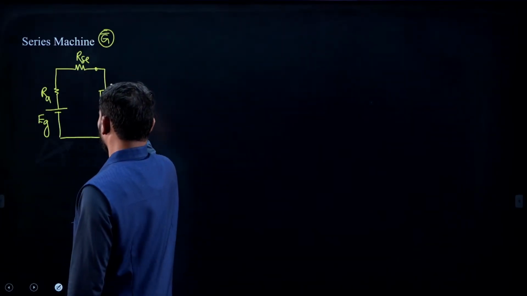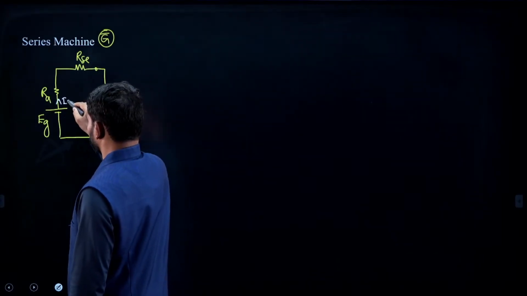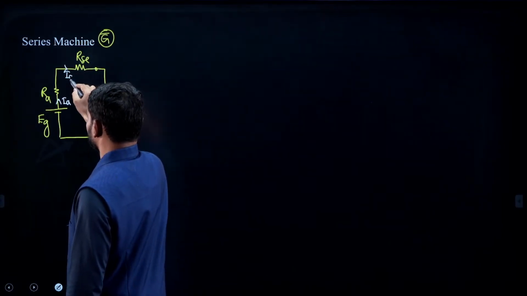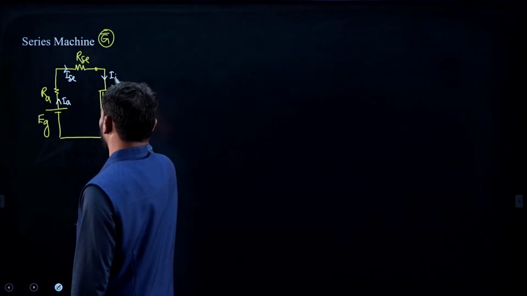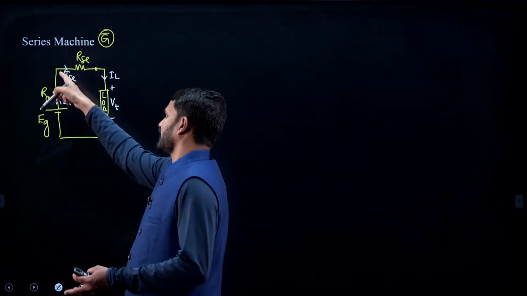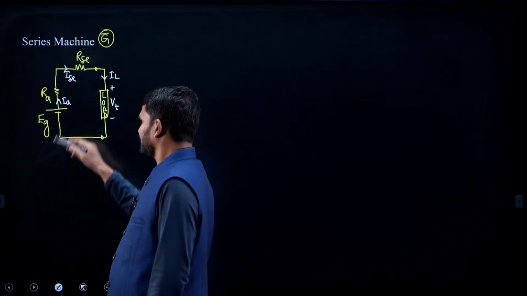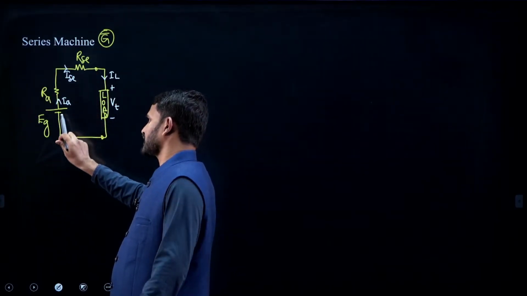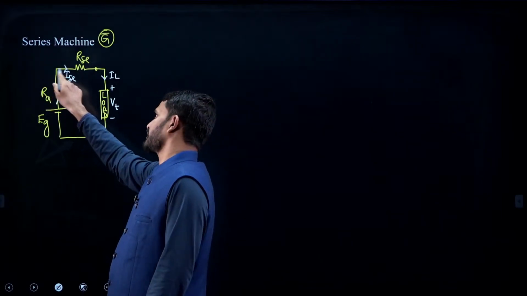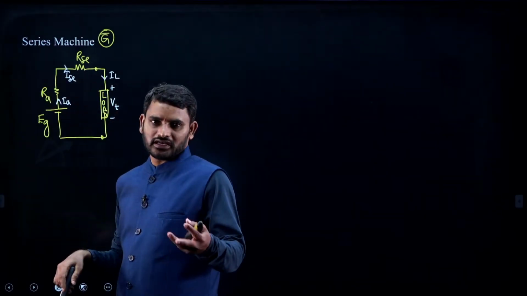Okay. So the voltage across the load you can call the terminal voltage. This is the armature current, this is the series field current, and this is the load current. If you see at any junction or any node, there is no current division at all. So whatever current is circulating in the armature, the same current is circulating through the series field winding and the same current is circulating through the load also.